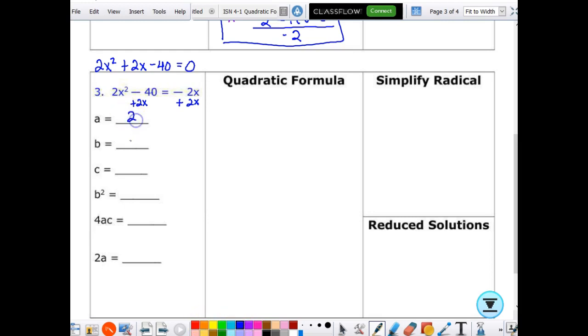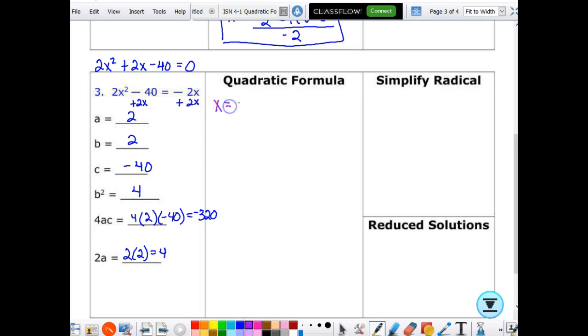A is 2, B is 2, C is negative 40. B squared, take that 2, 2 times 2 is 4. 4 times 2 times negative 40. Okay, 8 times negative 40, 8 times 4 is 32. So add a 0, you get 320, and then it's a negative. Okay? And then 2 times 2 is 4. Okay.